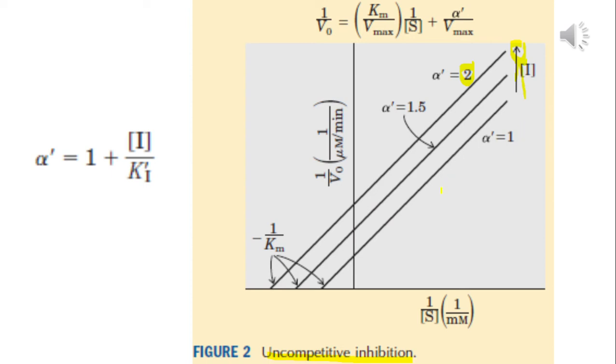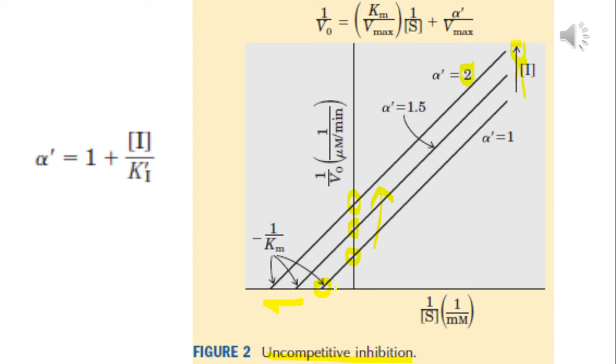What about the 1 by Vmax and minus 1 by Km? You can see this 1 by Vmax values are different for each of the plot. And in this graph, as the concentration of inhibitor increases, they are going up. 1 by Vmax is going up, which means Vmax is decreasing. As the concentration of uncompetitive inhibitor increases, Vmax value, maximum velocity, decreases.